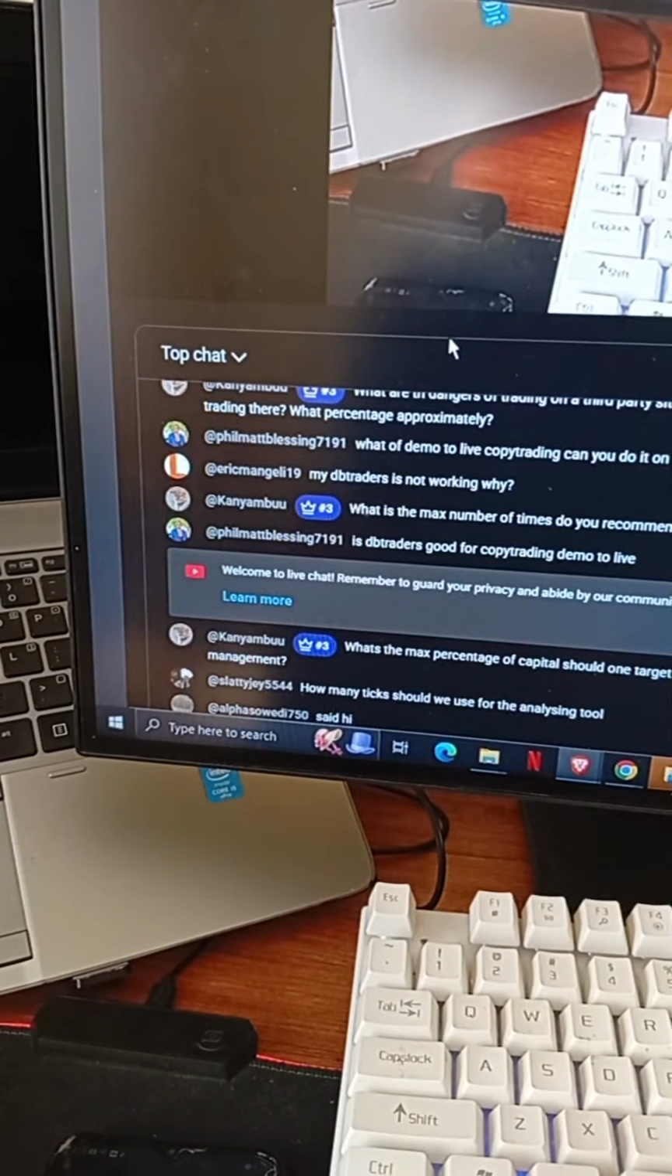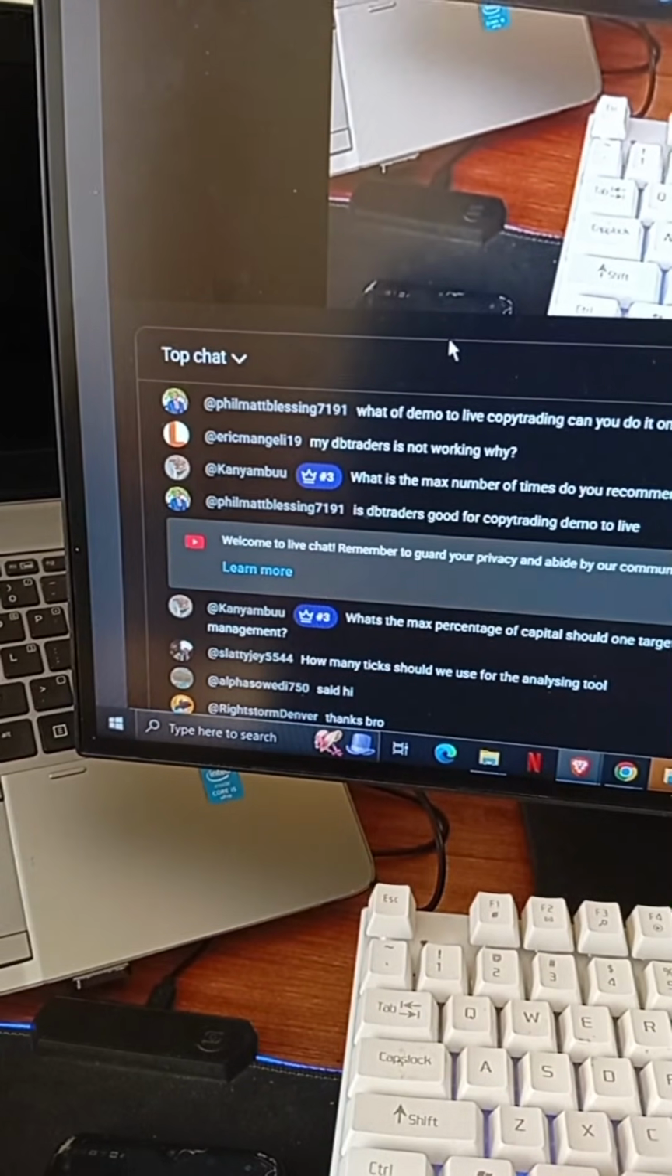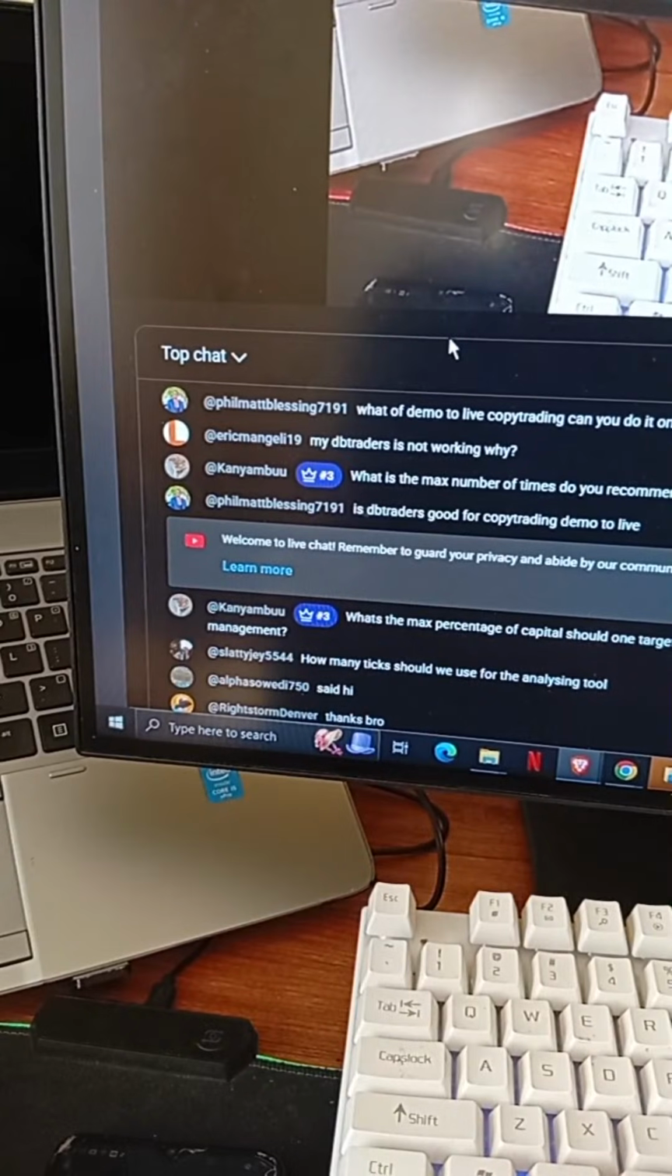And the trader seems not to be working on my laptop. Yeah, please ensure you use a different browser. Instead of using Google Chrome, you can use Brave so that you see if it works.